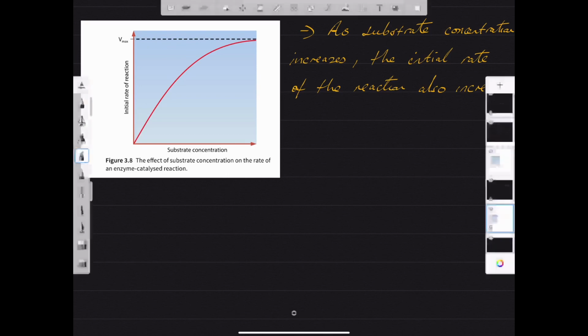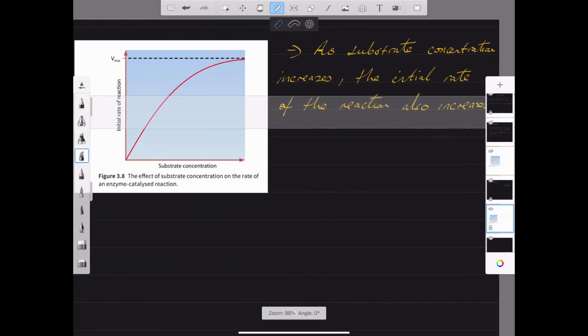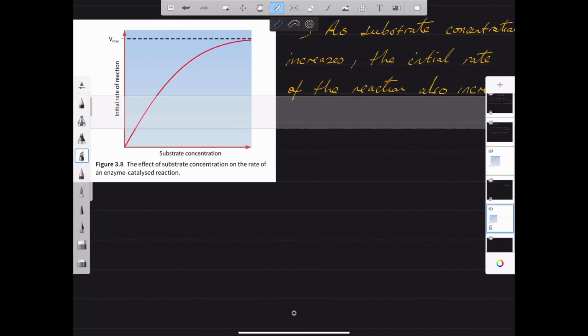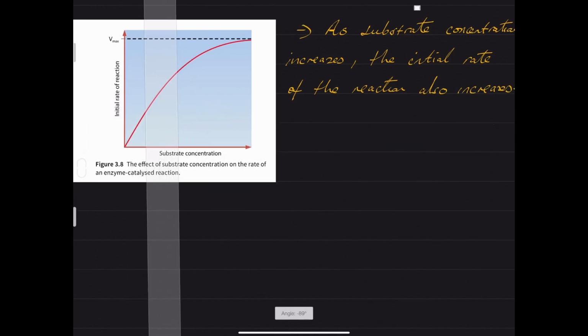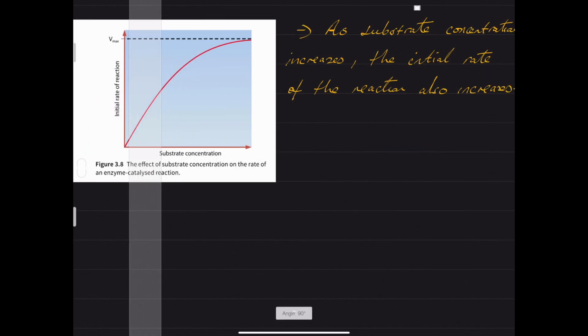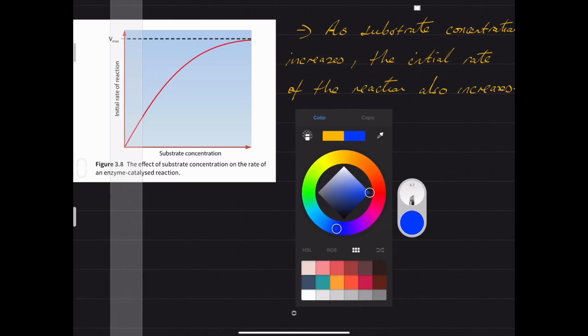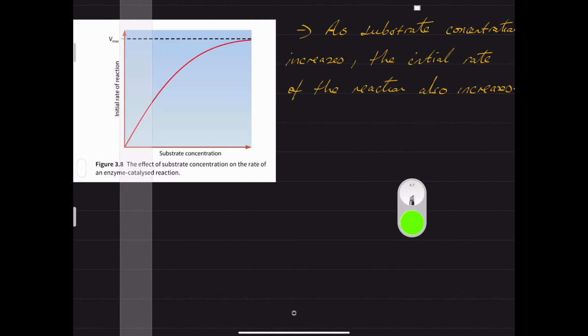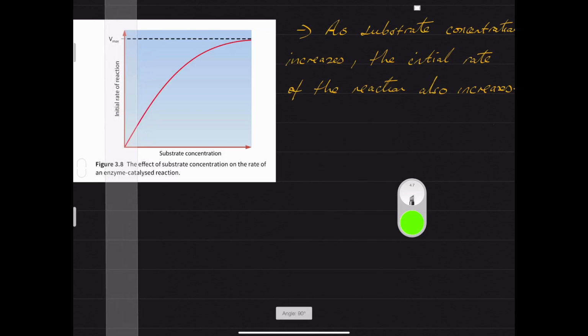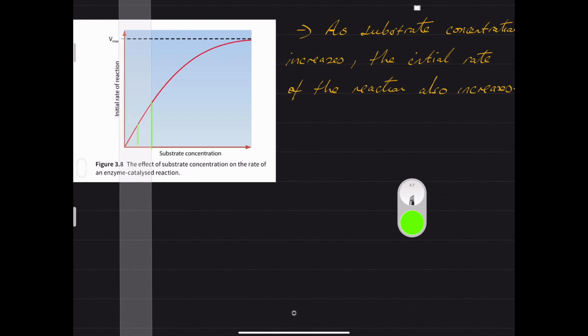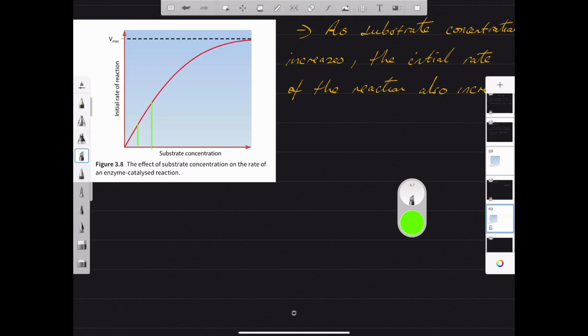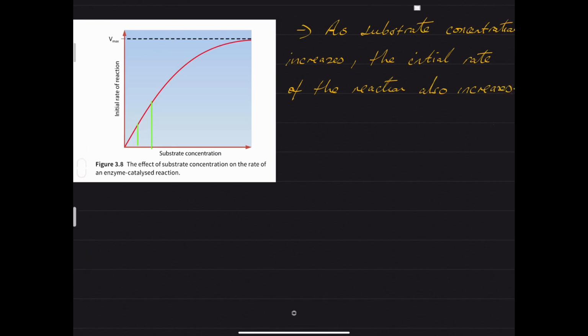Now you can see that here. Let's turn the ruler around. Okay, you can see that here. So where there's an increase in the rate, you can see that as you increase the substrate concentration, the rate of the reaction is also increasing.